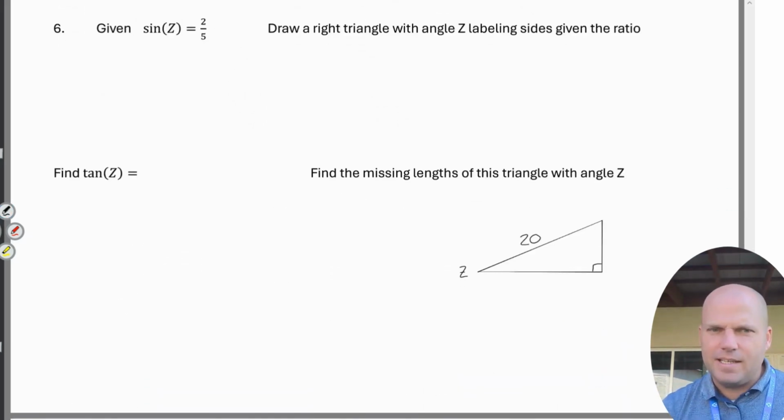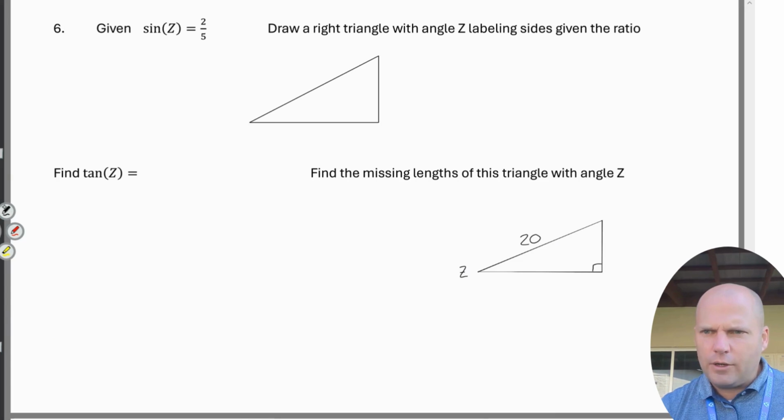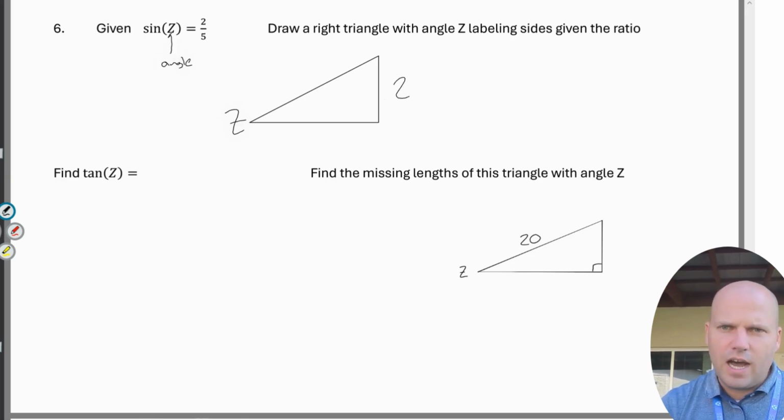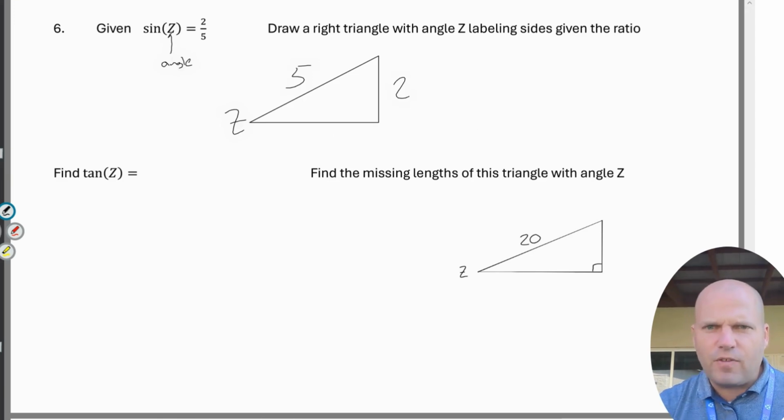Okay, we got Z. I always like to label my angle down here. This is an angle. So when I say the sine of the angle, I refer to the ratio of the opposite over the hypotenuse. Okay, let's find this one.